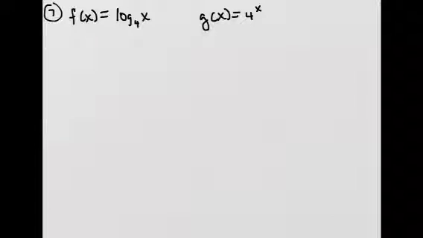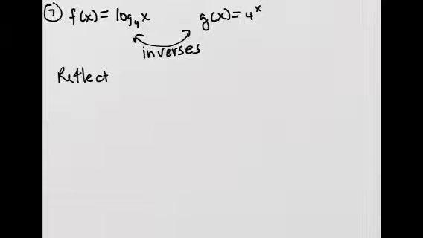Okay, so these two functions here are inverses of each other. And so graphs that are inverses of each other reflect over the line. So they both reflect. It's an F, not a T. Over the line y equals x.